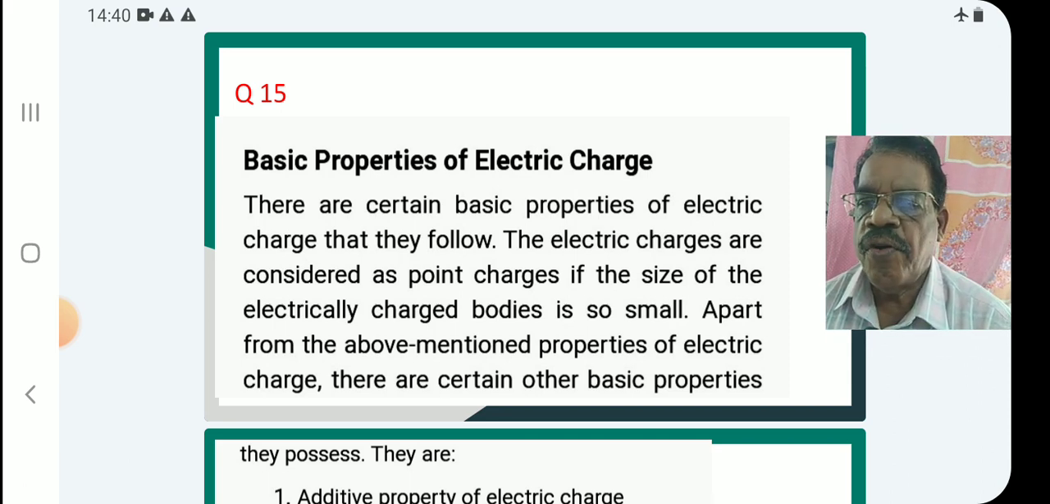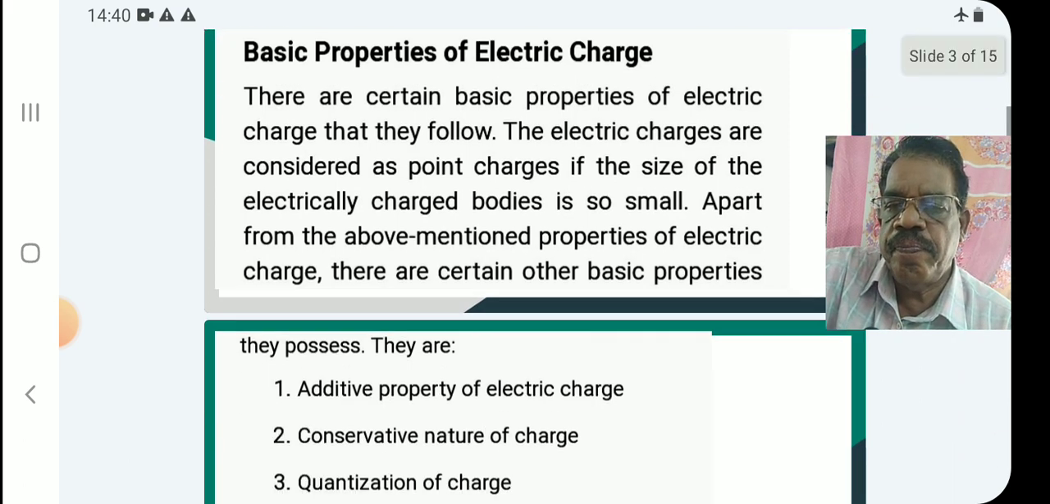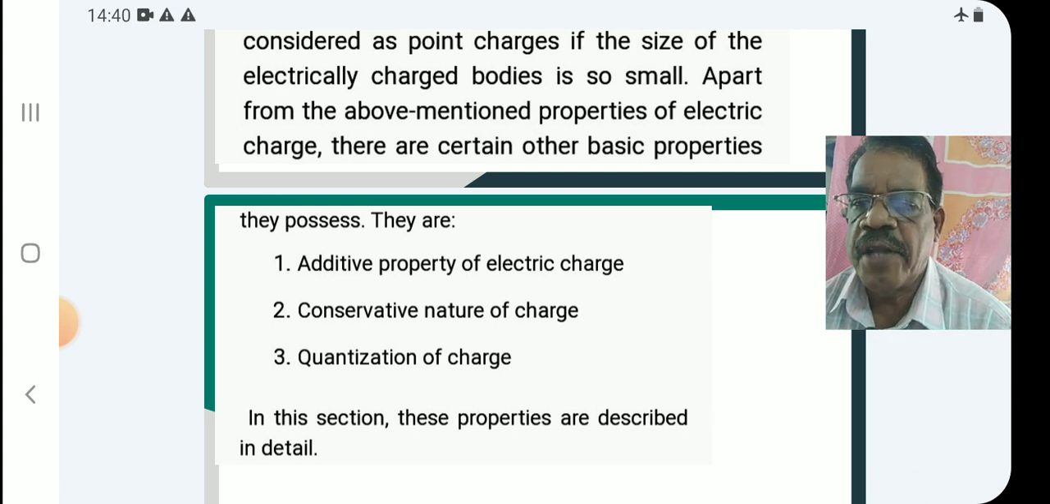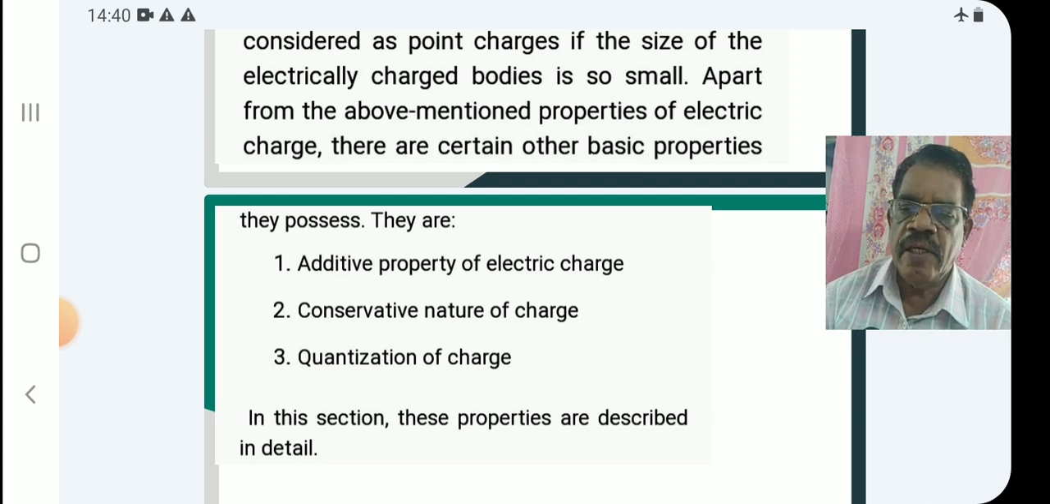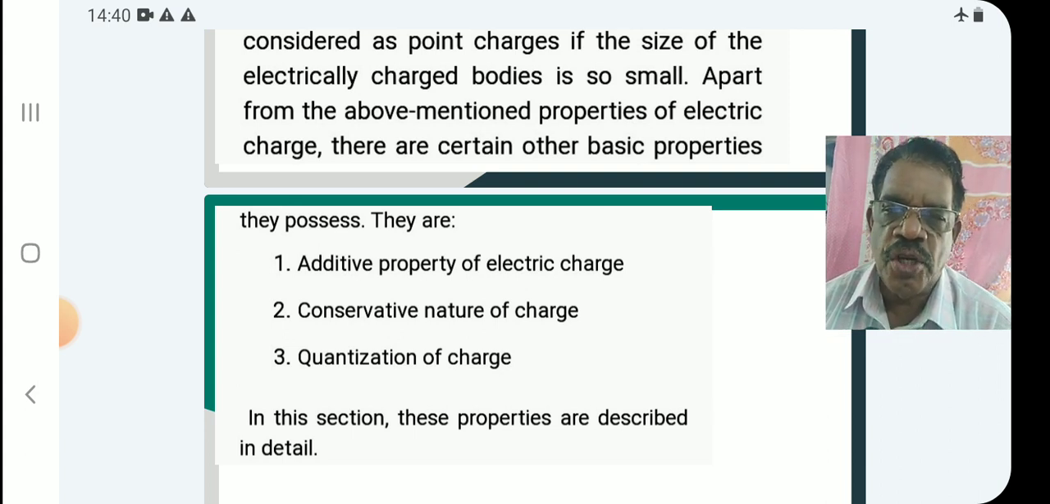Apart from the above mentioned properties of electric charge, there are certain other basic properties. They are: number 1, additive property of electric charge; number 2, conservative nature of electric charge; and the quantization of charge. Charge can exist only in integral numbers. That is, charge Q is equal to 1e, 2e, 3e, etc.